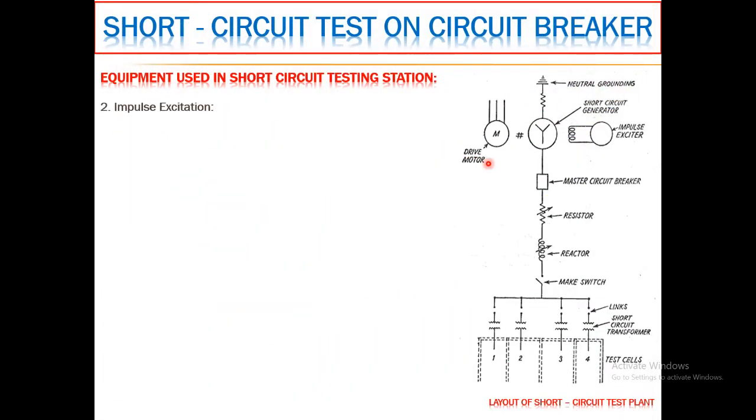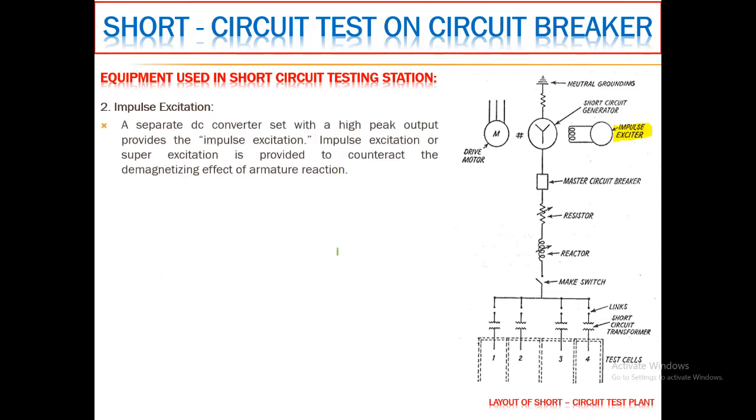The other component is the impulse exciter. Okay, let me highlight it. So here you can see this is the impulse exciter. This is especially a DC converter set with a high peak output that provides the impulse excitation. The impulse excitation, or in other words the super exciter or super excitation, is to counteract the demagnetizing effect of armature reaction.